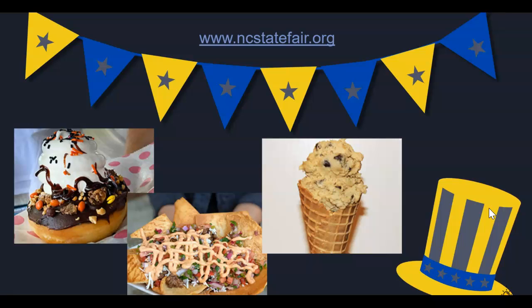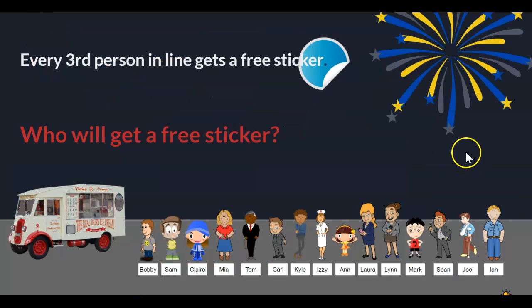Let's imagine for a moment that we're at the state fair. And let's go to our next slide. These are people in a line here. They're in a line to go to the Real Dairy ice cream truck. Every third person in line gets a free sticker. So every third person in line gets a free sticker. Who will get a free sticker? So who are the people that will get a free sticker?